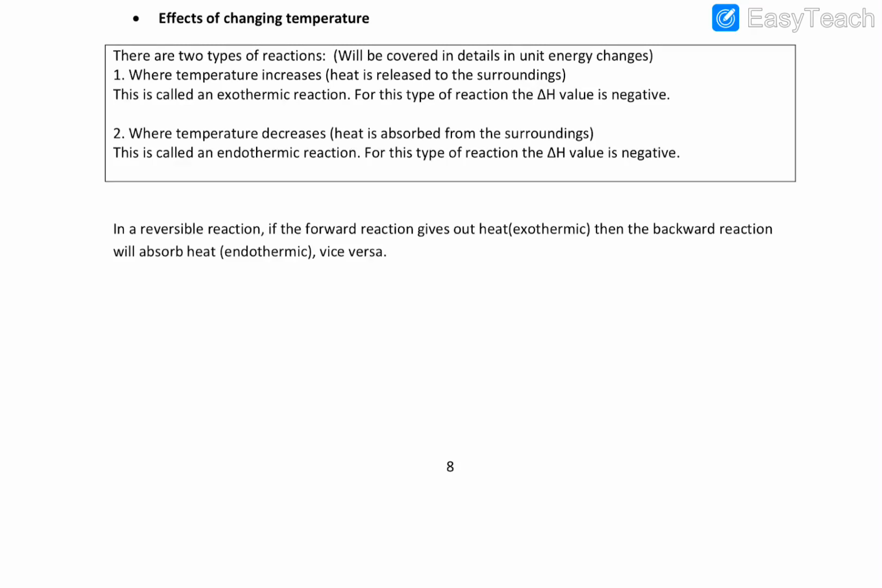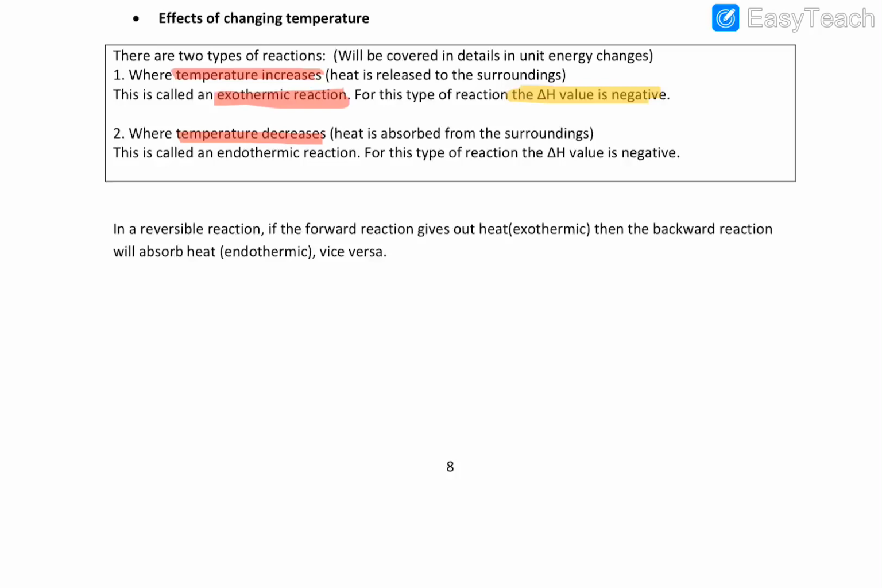So now we'll see what happens when we change temperature. At the beginning of that unit, we saw that there are two types of reactions: one where temperature increases and one where temperature decreases. When temperature increases in a reaction, it's called an exothermic reaction, and for an exothermic reaction, we have a delta H value which is negative. What is delta H?